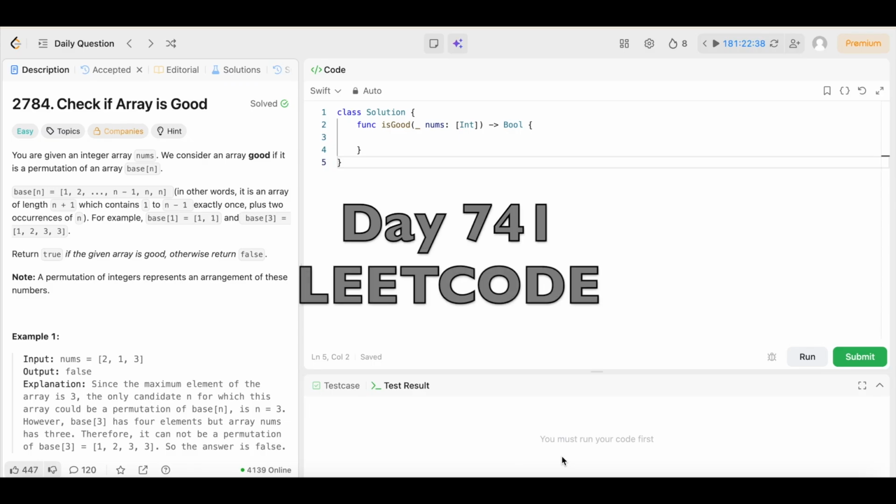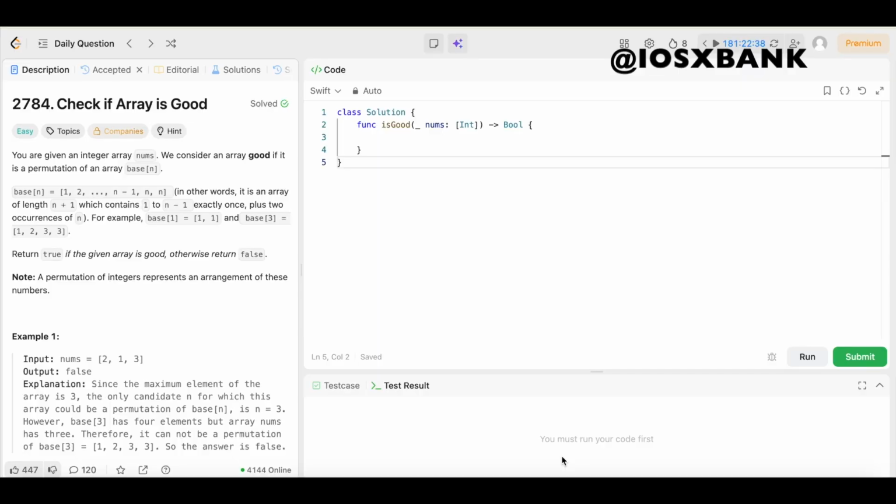Day 741 of doing a LeetCode problem every day until I get a job. All right, y'all, we're back again. Another day, another LeetCode problem where we're doing daily LeetCode problems. And today we have question number 2784, Check if array is good.